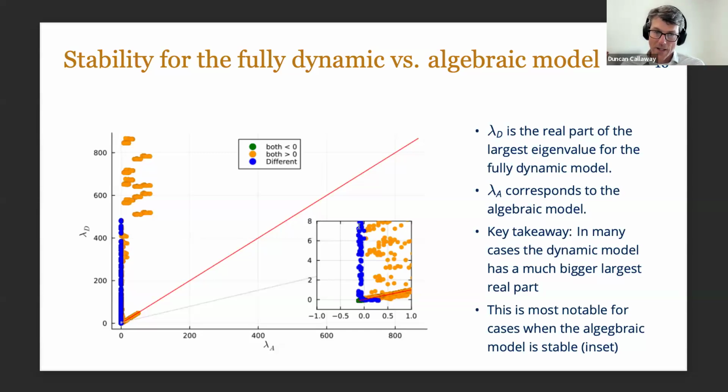And so then our question is, what's driving that? Why do we see that there's this large number of cases in which the algebraic model is giving you a stable small signal stability conclusion, whereas the dynamic model is not?